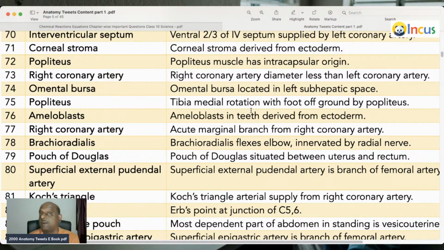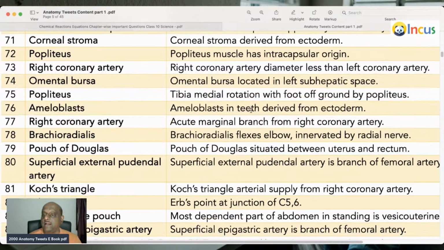The acute marginal branch is a branch of the right coronary artery. Just like the left anterior descending artery, the circumflex artery, they're all the left coronary artery branches. Brachioradialis is the one which flexes the elbow. Brachioradialis is supplied by the radial nerve, not the median, not the axillary, not the musculocutaneous.